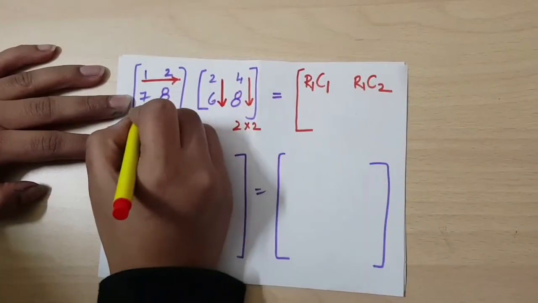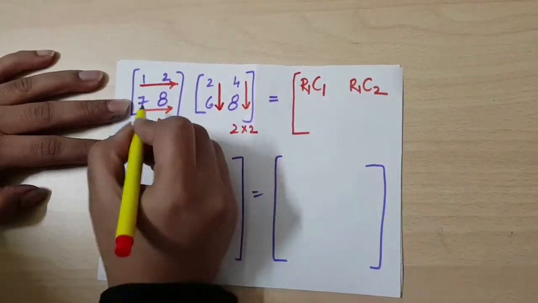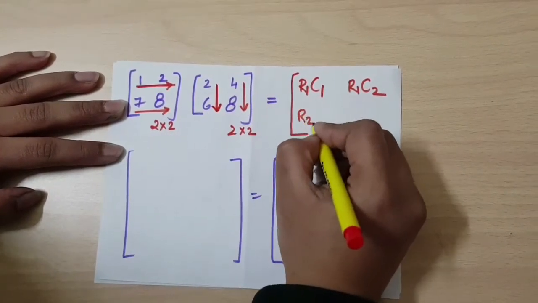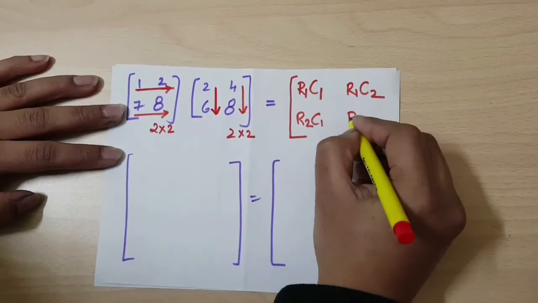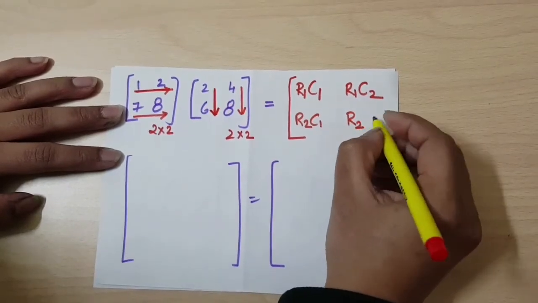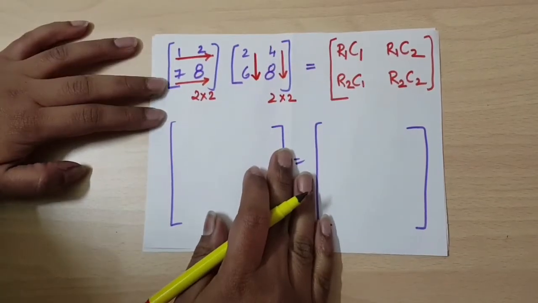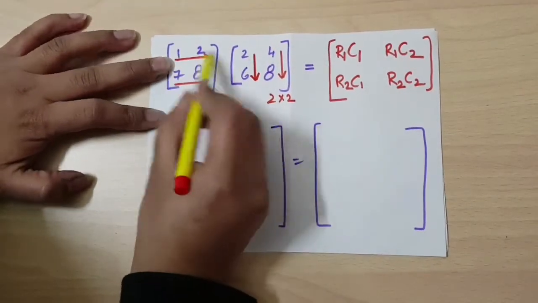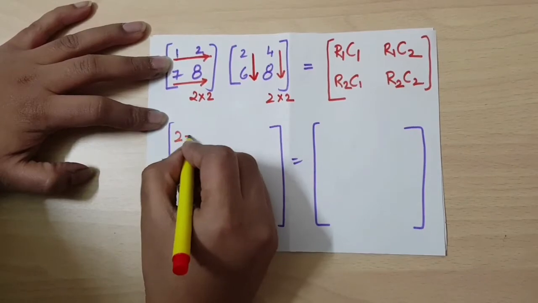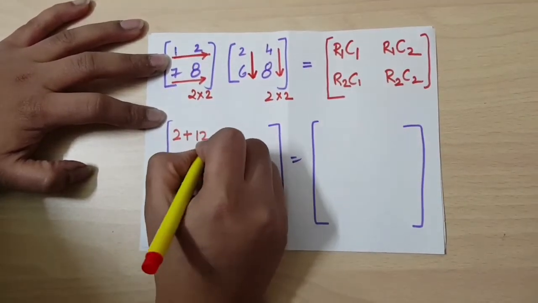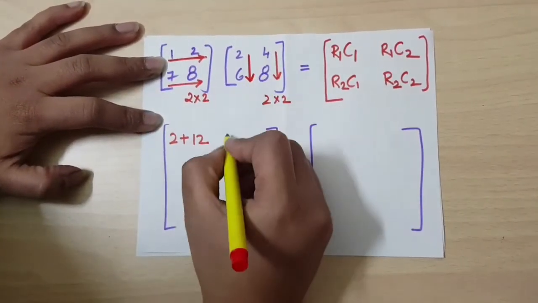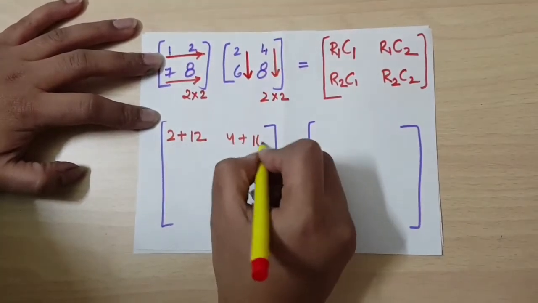The third element will give us the next row. Therefore, row 2 multiplied by column 1. The fourth element will be row 2 multiplied by column 2. Let's see how we do this. Therefore, row 1 into column 1 will be 1 into 2, 2, plus 2 6s are 12.